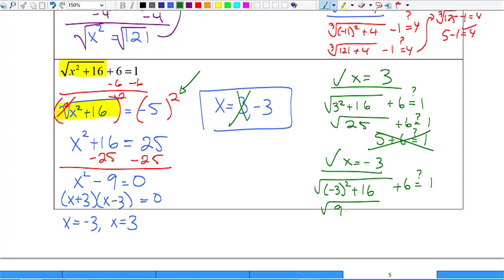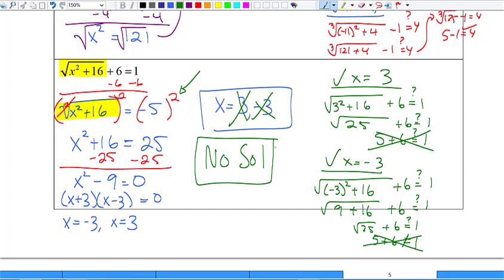When I check the other one, negative 3 squared is still positive 9. And I get the square root of 25 plus 6 is supposedly equal to 1. And again, this is not equal to 1. This is bad news. So I have to take that answer out as well. So my two potential answers that I didn't make any mistakes on happen to be extraneous. That word extraneous, you see that word extra, means extra and not valid. So my answer is going to be no solution.